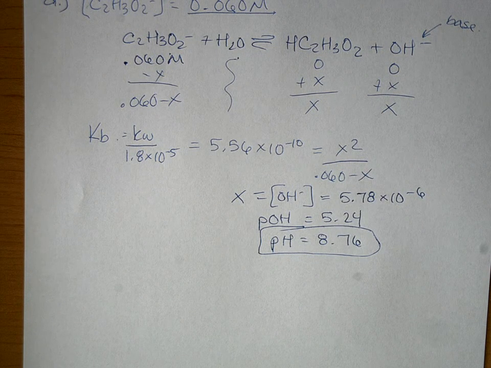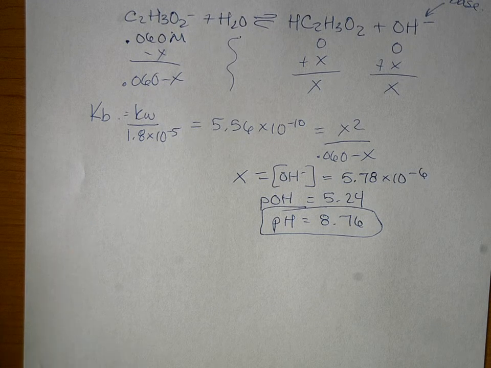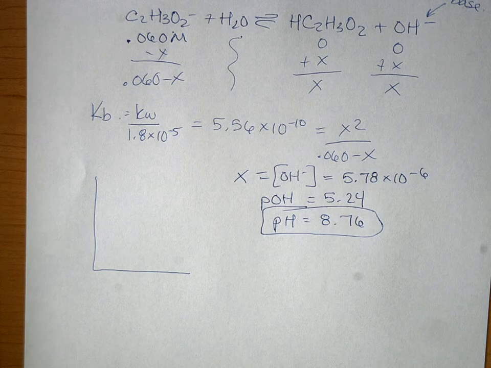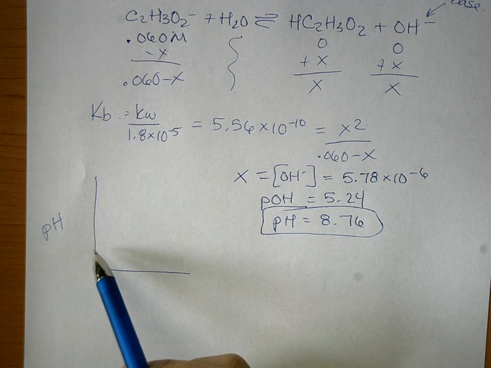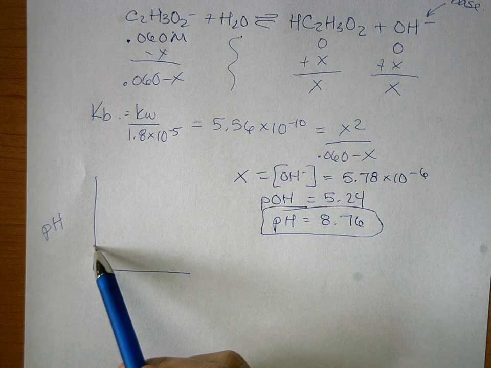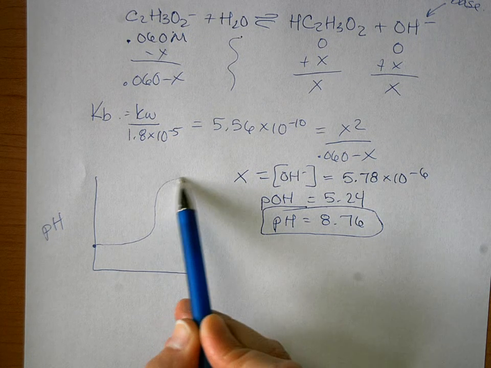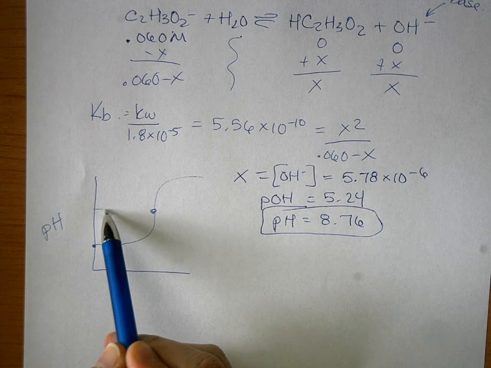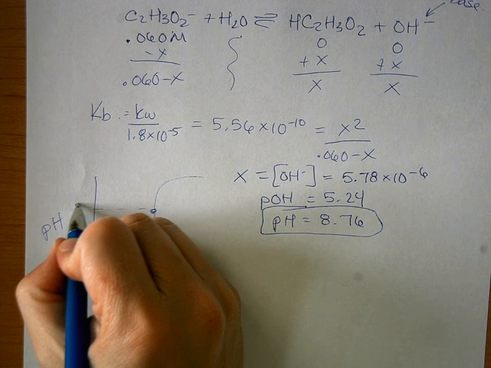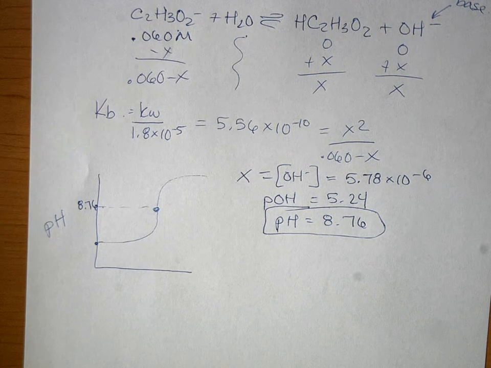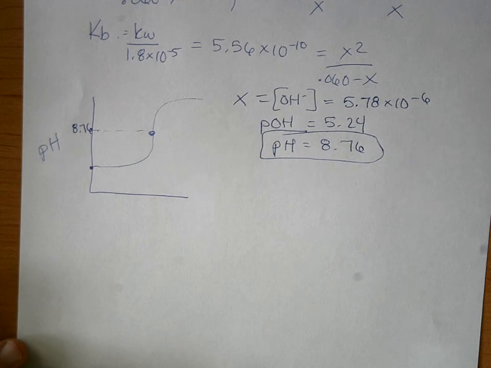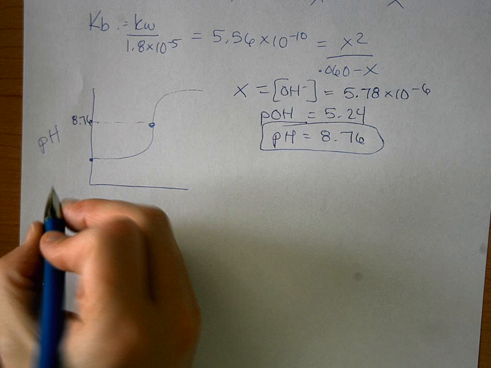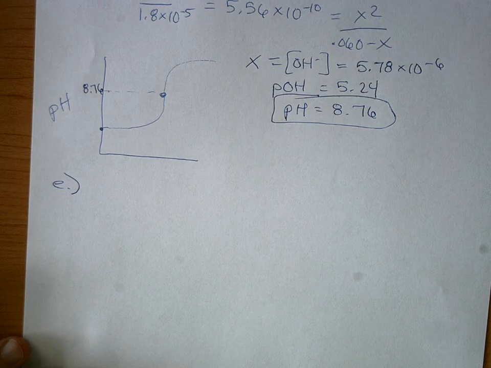Okay, and that's at the equivalence point. So you should know that on a pH curve for the weak acid, the starting point's a little bit higher. The equivalence point is right there. If you followed that across, your pH would equal 8.76 at that point on your graph. Okay, that was D.